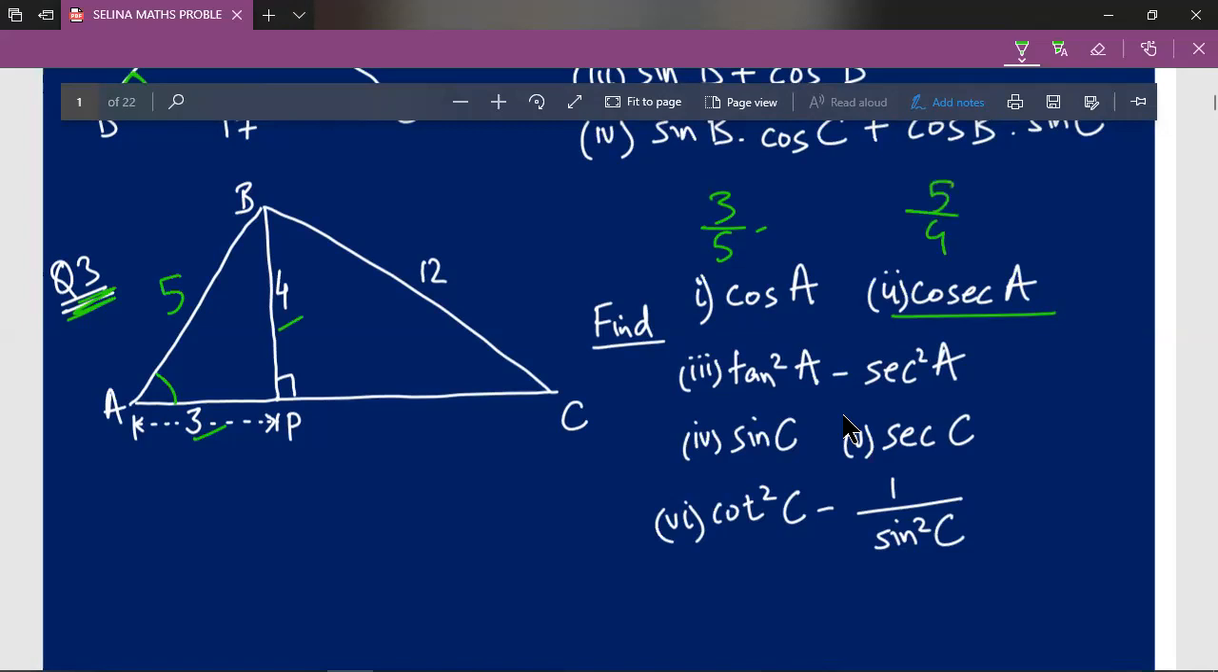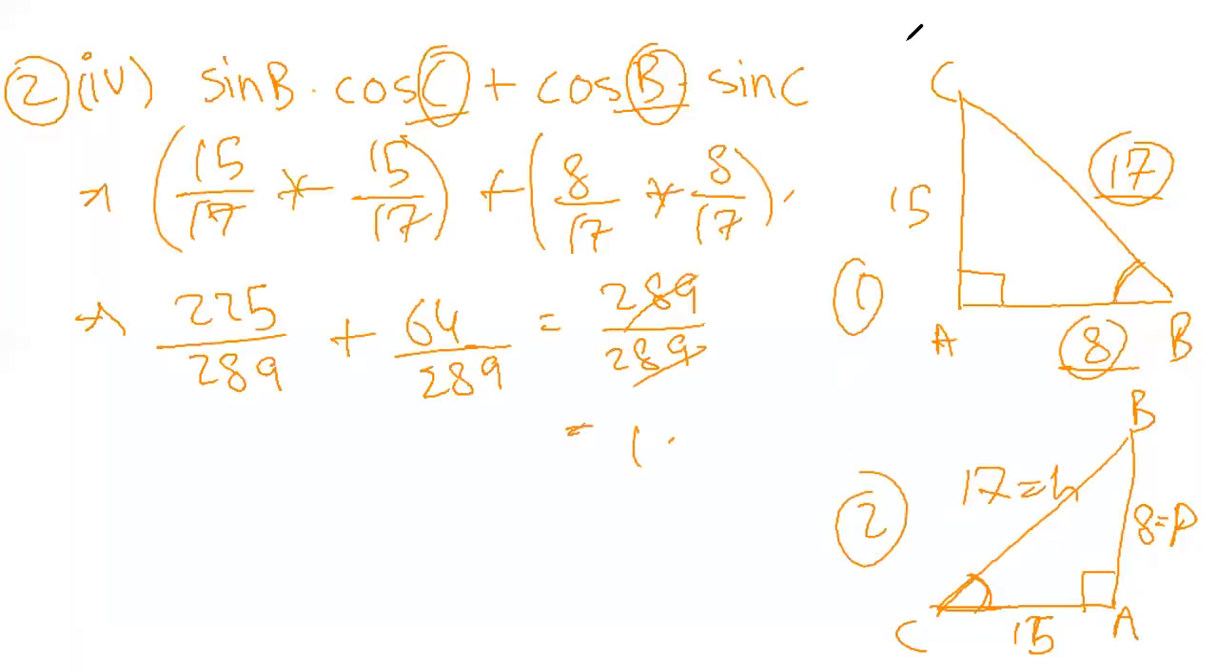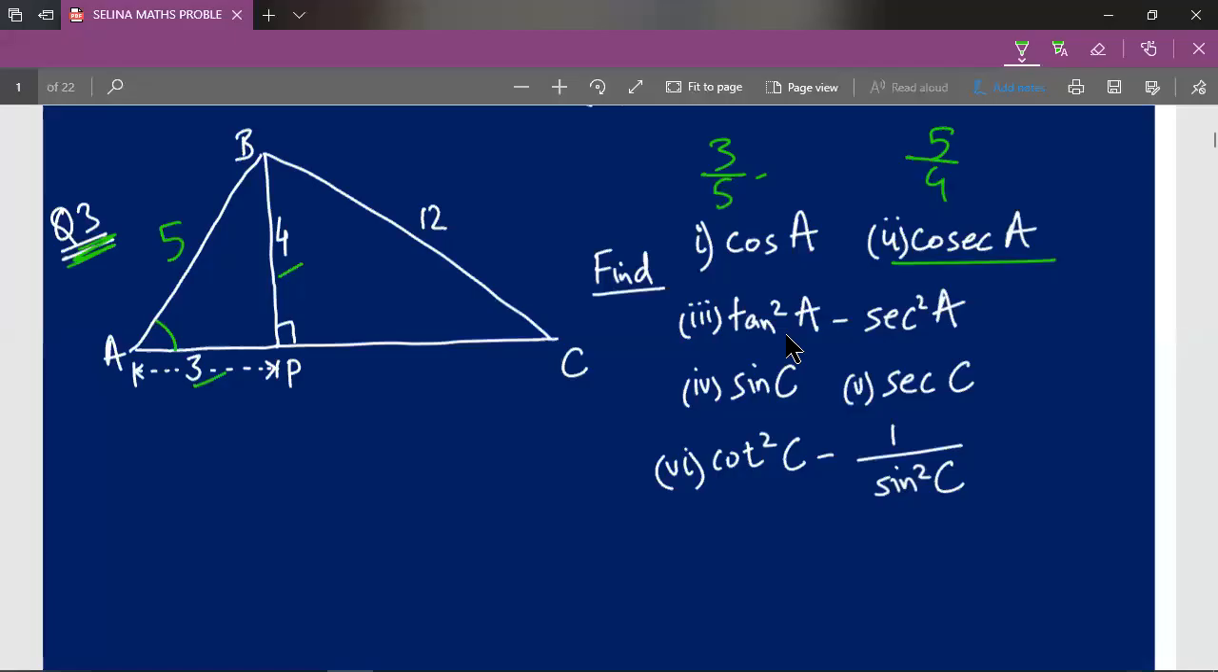Tan square A minus secant square A. Okay, so let's solve this on the big whiteboard screen. So the third part of the third question. All we have to do is draw a figure. So we'll try to do tan square A minus secant square A here. So this is the third part of the third question. Don't confuse it with the last time, when I made the mistake of calling the third part of the second question the third part of the third question. So don't compare that mistake with this. The third part of the third question basically states tan square A minus secant square A.